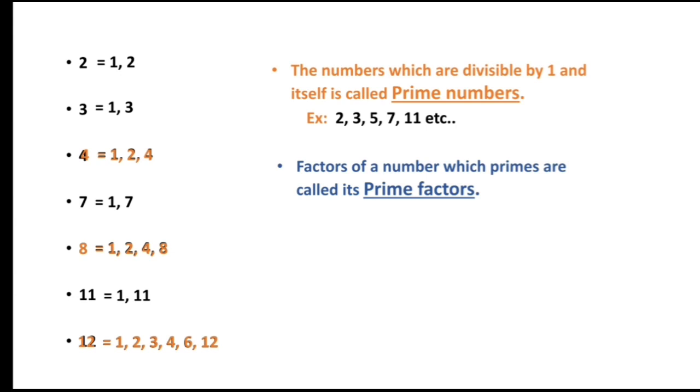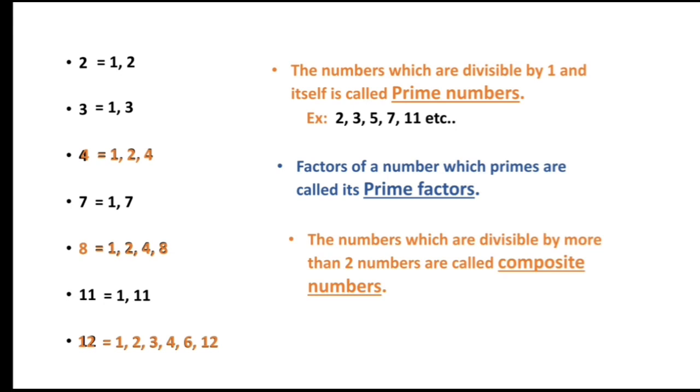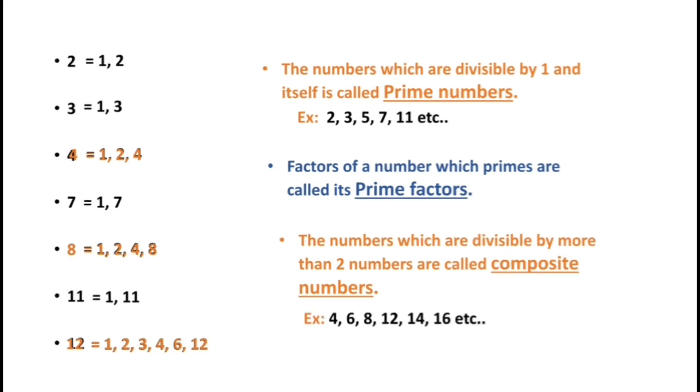4, 8, 12 have many factors besides 1 and itself. So 4, 8, 12 are called composite numbers. The numbers which are divisible by more than 2 numbers are called composite numbers. 12 can be divided by 2, 3, 4, 6 besides 1 and 12, correct? So that's why it has more factors. That's why it's called a composite number. Examples: 4, 6, 8, 12, 14, 16, etc. It keeps on going. Now 1 is neither a prime number nor a composite number.